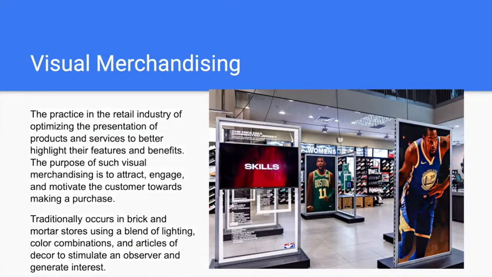Visual merchandising is a little bit more of a brick and mortar kind of thing. It's the practice, in the retail industry, of optimizing the presentation of products and services to better highlight their features and benefits. The purpose of such visual merchandising is to attract, engage, and motivate the customer toward making a purchase. It traditionally occurs in brick and mortar stores using a blend of lighting, color combinations, and articles of decor to stimulate an observer and generate interest.